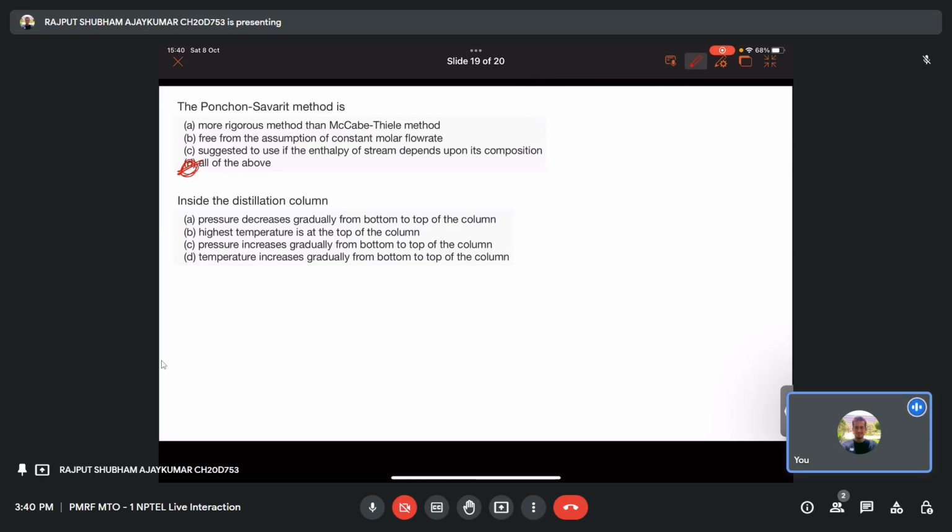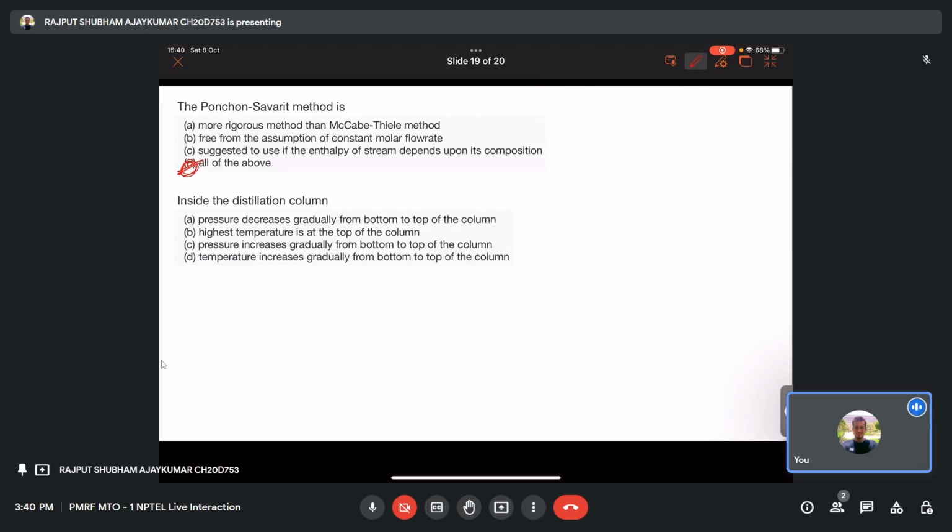Okay, and the last MCQ that we are going to discuss today is: inside the distillation column, the pressure decreases gradually from top to bottom. This is another MCQ that can be tricky in the final examinations, so just read it properly. Distillation column pressure varies gradually from top to bottom or bottom to top, and it depends on the type of process we are going to carry out, particularly in industries. So in a distillation column, pressure decreases gradually from top to the bottom of the column. Highest temperature is at the top of the column.